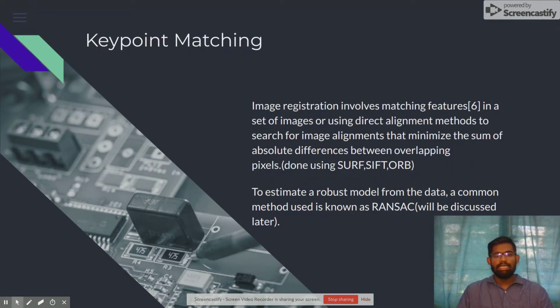Key point matching. After we have extracted the descriptors, we align the images so as to minimize the sum of absolute differences between overlapping pixels. This is done by algorithms such as SIFT, SURF, or ORB.